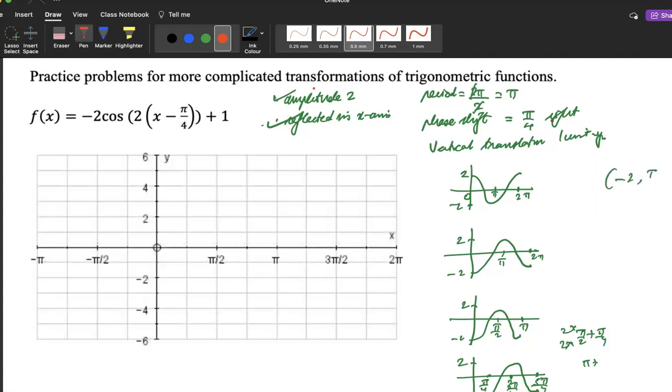My first point was pi by 4 and minus 2, x and y. My second point is in between: 3 pi by 4 at 2. My next is 5 pi by 4 and minus 2. Now you're shifting everything one unit up. So pi by 4 comma minus 1, then 3 pi by 4 comma 3, and 5 pi by 4 comma minus 1.